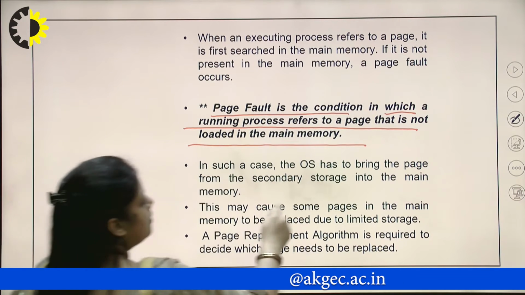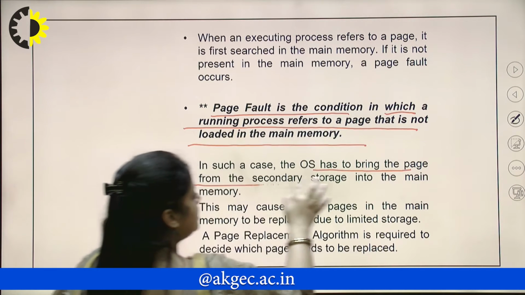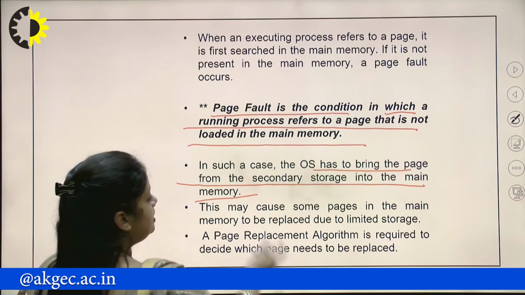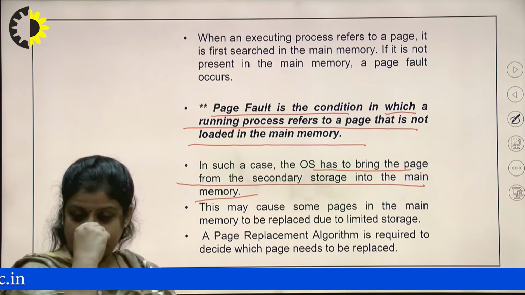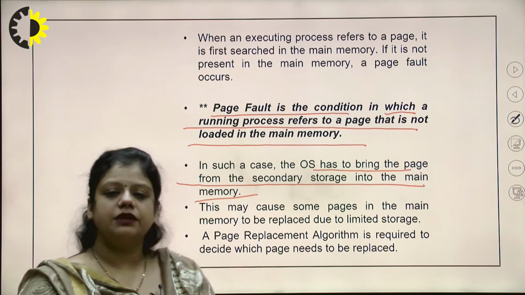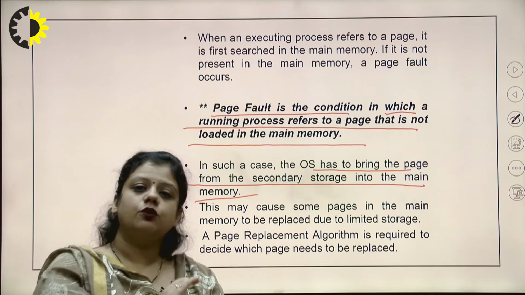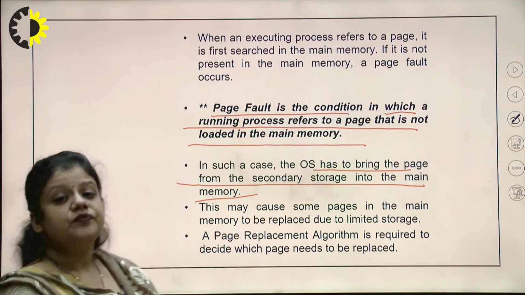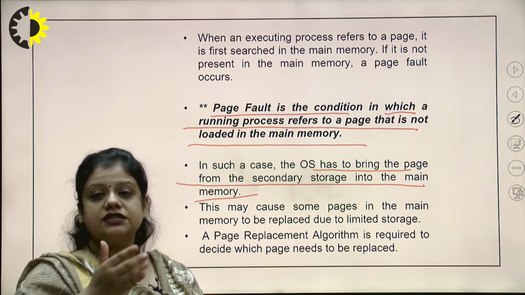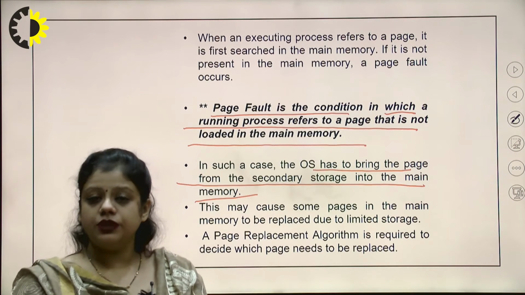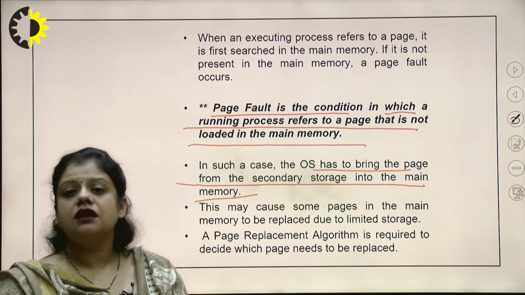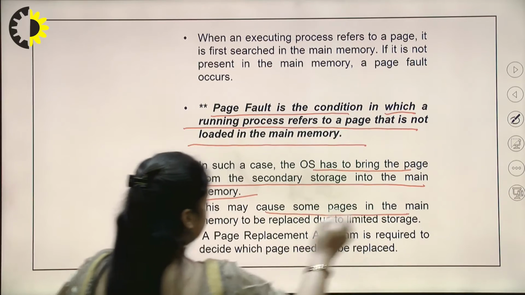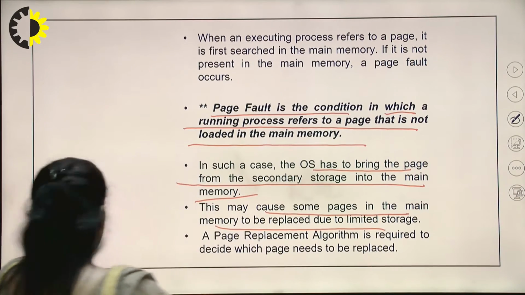In such a case, the operating system has to bring the page from the secondary storage into the main memory because there is a page fault. This may cause some pages in the main memory to be replaced due to the limited storage. We already know these pages are stored in frames in the main memory. When a new page is required, there is a page fault and the new page has to be brought from the secondary storage, so some page may have to be swapped out from the main memory to the secondary storage, because there is a constraint on the size.